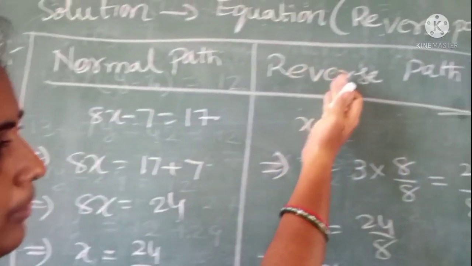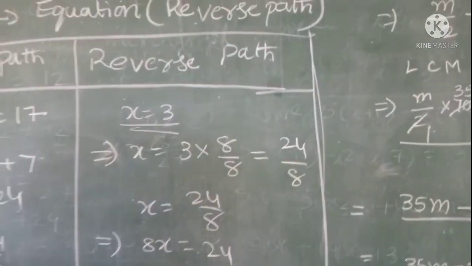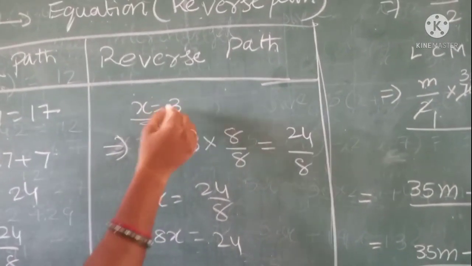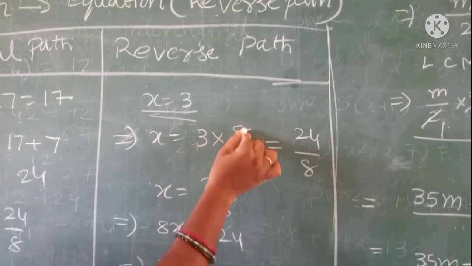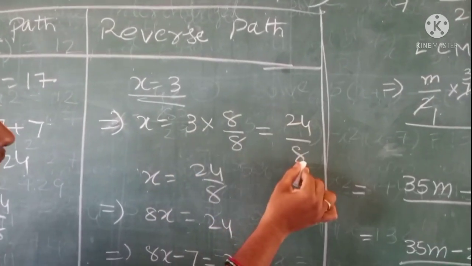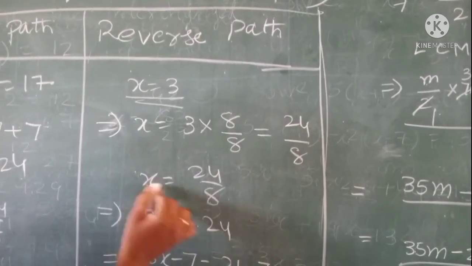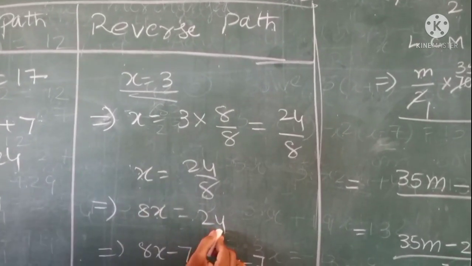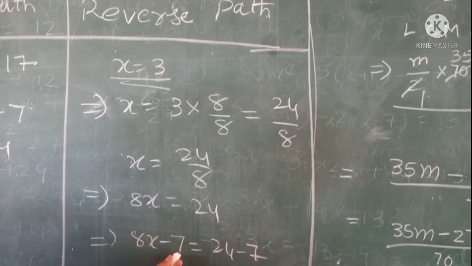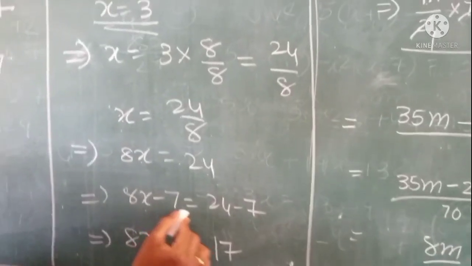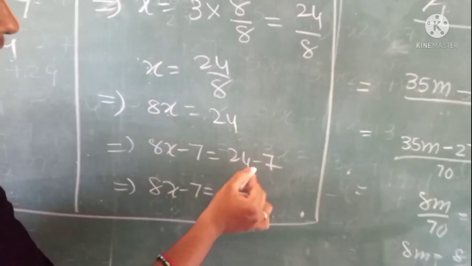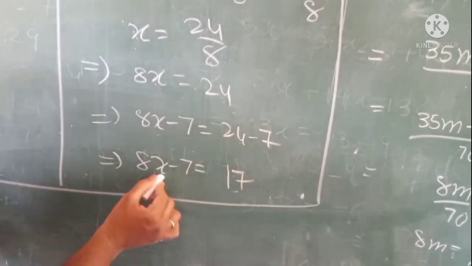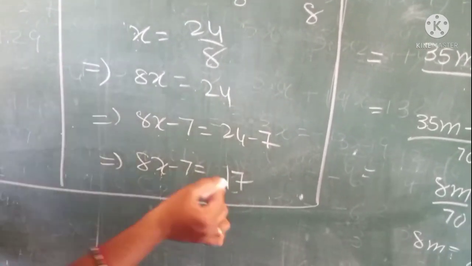In the reverse path, x is the solution. So we get x equal to 3. Multiply both sides by 8: 8x equals 24. Subtract 7 from both sides: 8x minus 7 equals 24 minus 7. 24 minus 7 is 17. So 8x minus 7 is equal to 17.